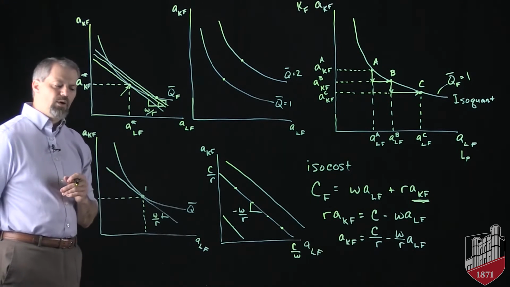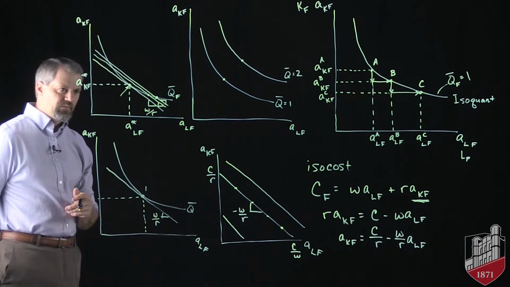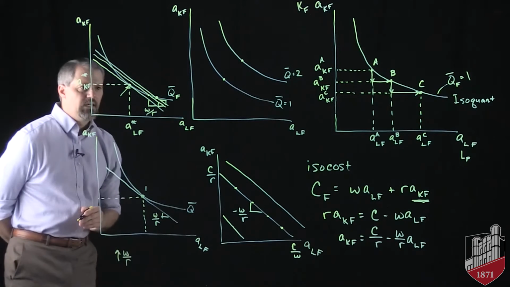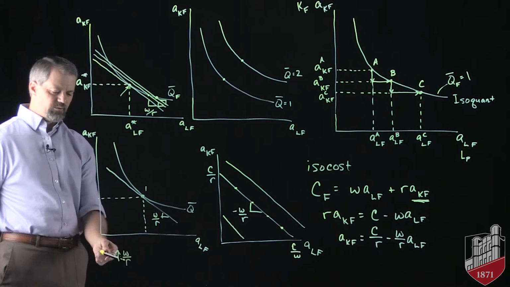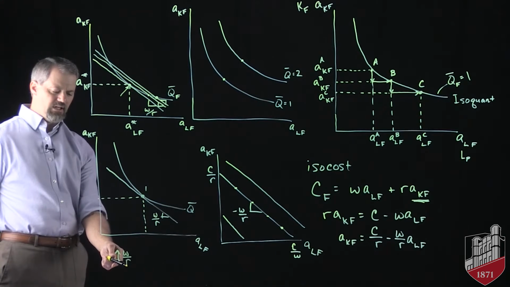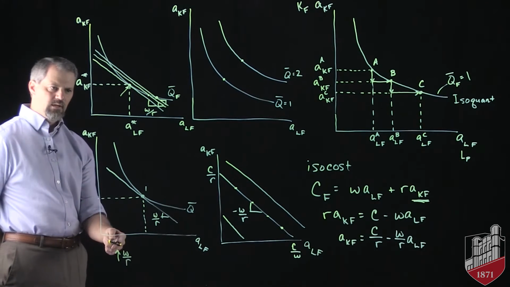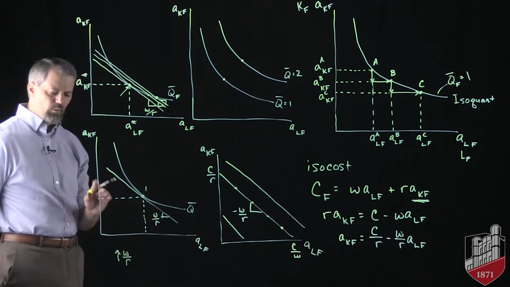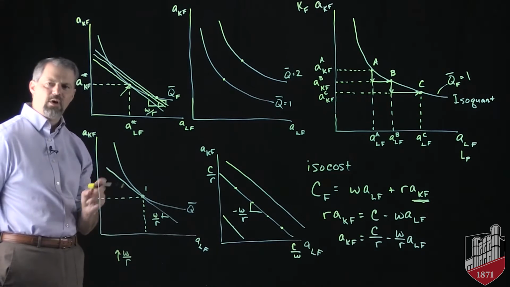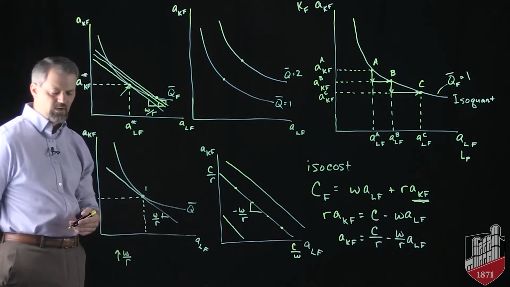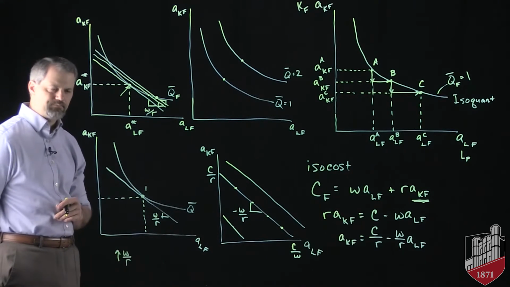And now let's think about what would happen if the relative wage goes up. So let's suppose that we had an increase in the relative wage. Now that could happen for a couple of different reasons. We could have an increase in wage while the rental rate stays the same. We could have a decrease in the rental rate while the wage stays the same. Or we could have some combination of changes in these two things. But what we want to do is just think about what happens if that ratio goes up for whatever reason. The absolute wage and the absolute rental rate don't matter. All that matters is that ratio.